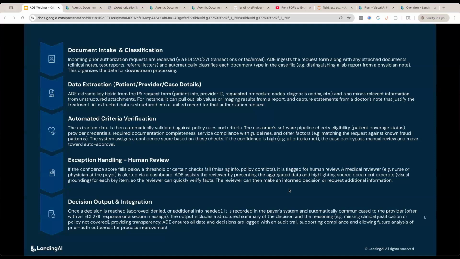So here we look at that, again, full pipeline. A lot of this repeats across the different steps, because as we highlighted with our upstream document extraction and downstream steps, the pipeline really requires data extraction, criteria verification, and exception handling, many times with human review, to inform a final decision that's integrated into the payer system with an audit trail for compliance. So a lot involved behind the scenes every time you're getting that authorization approved in this process.